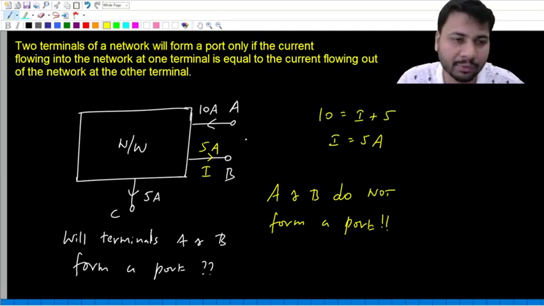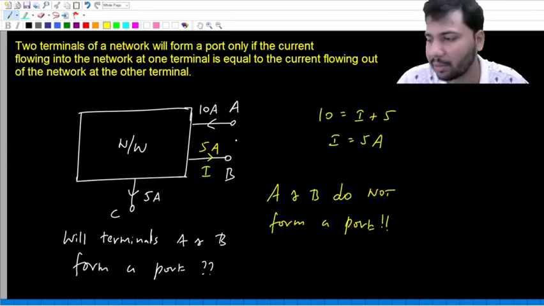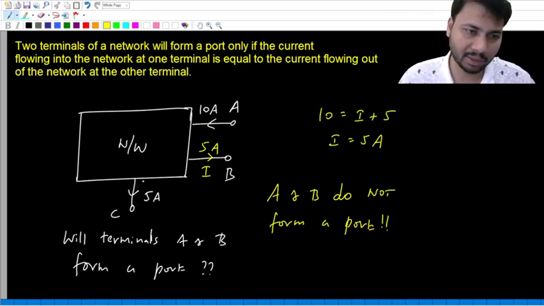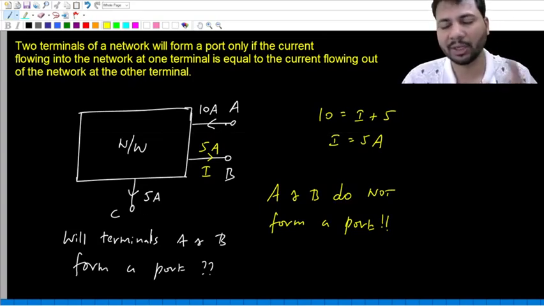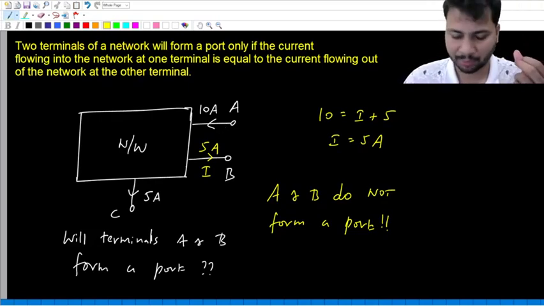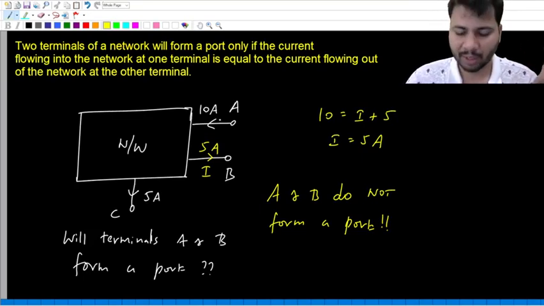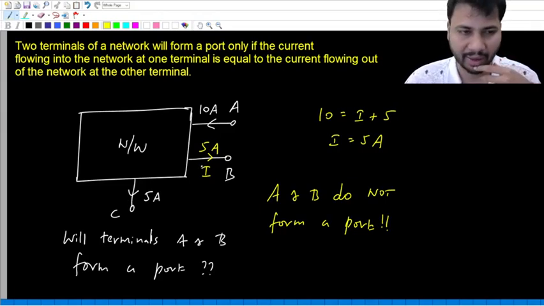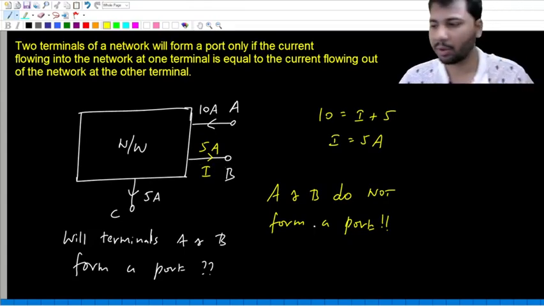So just because you have some two terminals does not always mean those two terminals will form a port. Okay. If you take out terminal C, then definitely A and B will form a port. Yes or no? If you take out terminal C, then only two terminals will be there. If the network has only two terminals, then definitely those two terminals will form a port. But if you have a third terminal, then these two terminals may not form a port. So these two will form a port only if no current flows at terminal C. Then 10 amps will enter at A and the same 10 amps will come out at B. Okay. So that is everything to know about a port.